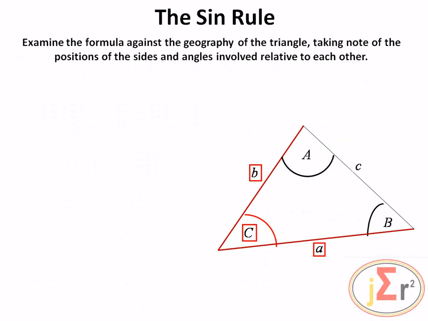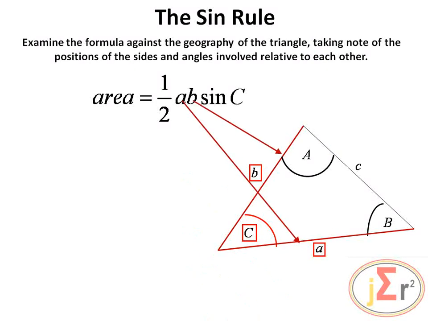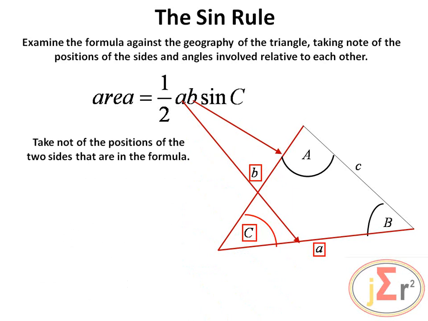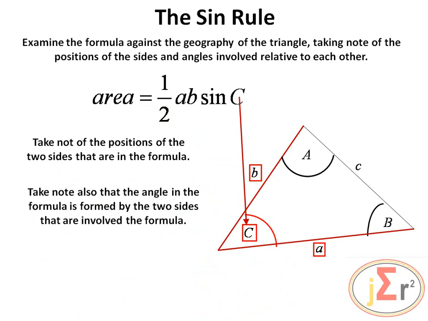So here we have an examination of the sine rule. So examine the formula against the geography of the triangle, taking note of the positions of the sides and angles involved relative to each other. So we have area is equal to a half AB sine C. And what do you know? AB, take note of the positions of the two sides that are in the formula. And, of course, take note also that the angle in the formula is formed by the two sides that are in the formula. So use any two sides and use the angle that the two sides form.